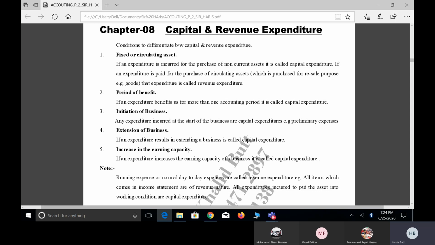As discussed earlier. Any problem till here, Manal, about this first condition? This is the one condition which differentiates between capital and revenue expenditure. Any problem, Manal? Any problem, Akil, Nasser? Any problem in this concept? Yes, please.